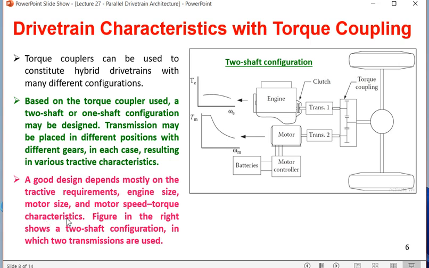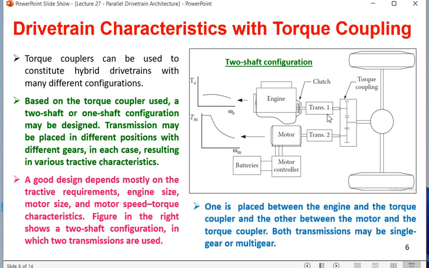The figure on the right shows a 2 shaft configuration in which 2 transmissions are used. In this case transmission 1 is for the engine and transmission 2 is for the motor. So this is a 2 transmission system, and the variables are the tractive requirement, that means how much power the vehicle requires to run itself to satisfy the driver. For that the road and the drive cycle are also very important. How much power is required by the vehicle to drive through any drive cycle is the first requirement or first parameter for any kind of drivetrain design.